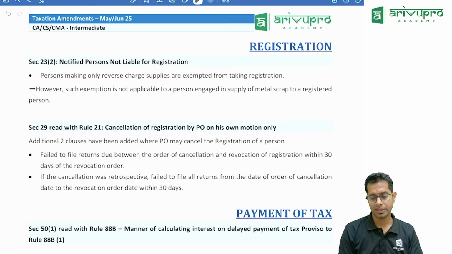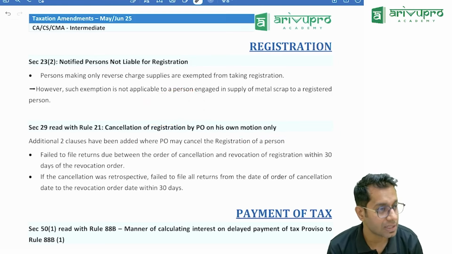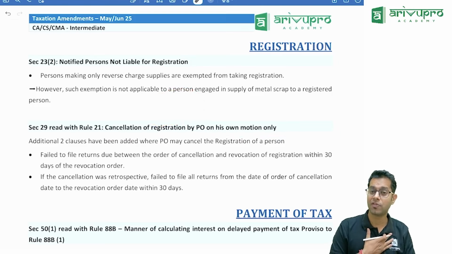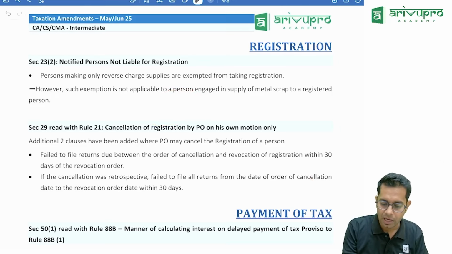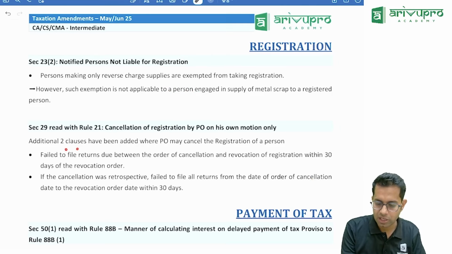Cancellation of registration by proper officer on his own motion. Now we saw that section 29(2) talks about the cases where the officer has the power to cancel my registration, such as if I have taken registration by fraud, or I am not filing my returns. There are two more points added. Two additional clauses have been added where a proper officer may cancel the registration of a person.